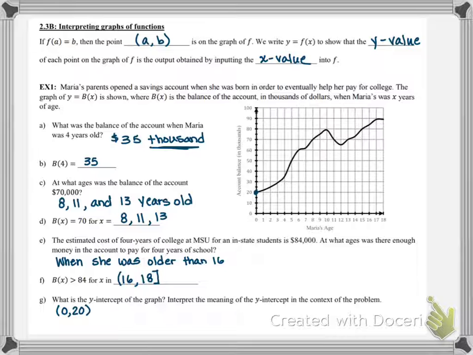There's a couple ways you can say that, but when you give things like this in context, you want to make sure to include information about both the x and the y value, right? If you just say the balance was 20,000, it doesn't say when the balance was 20,000, right? So you just want to include both components of that. So when she was born, the balance was $20,000.